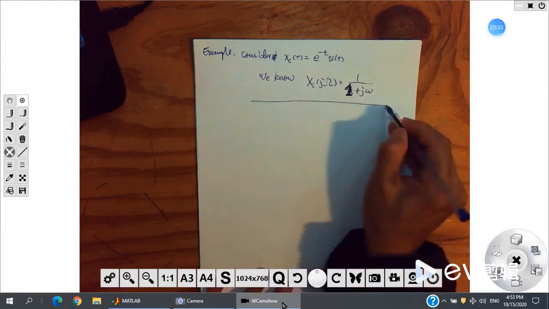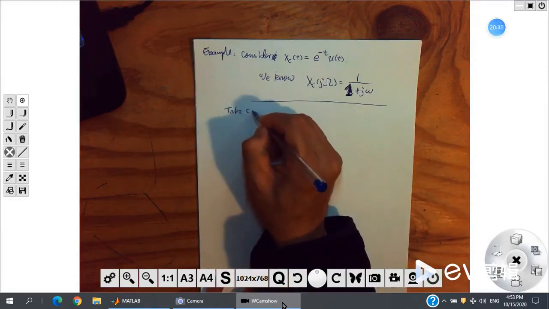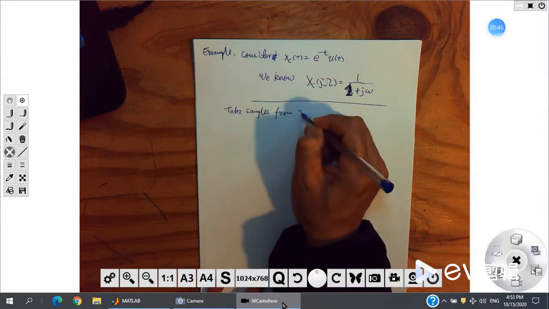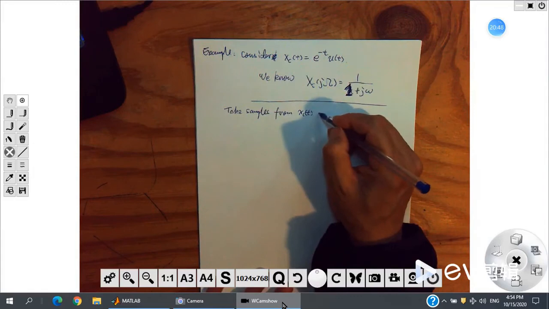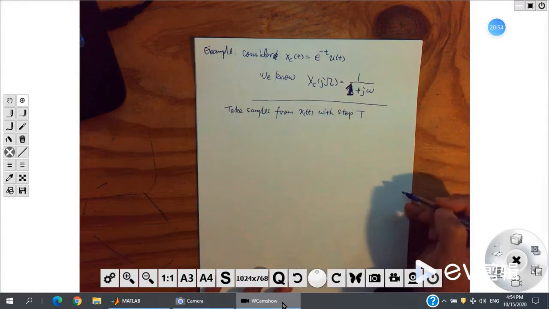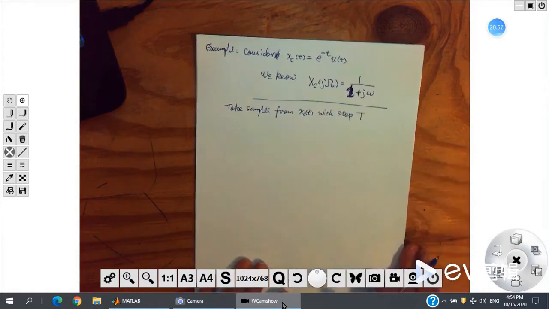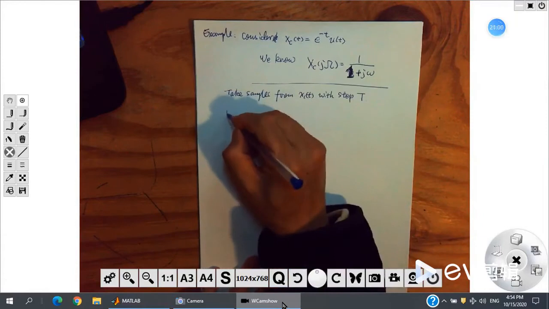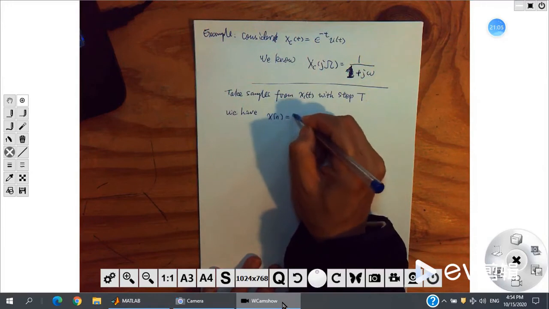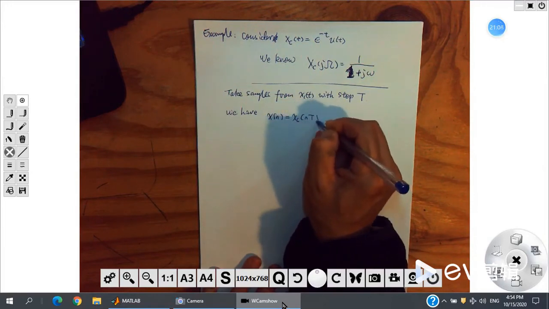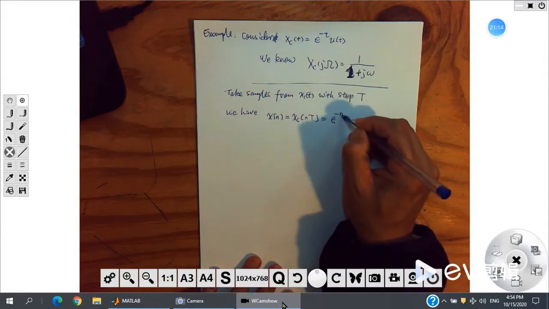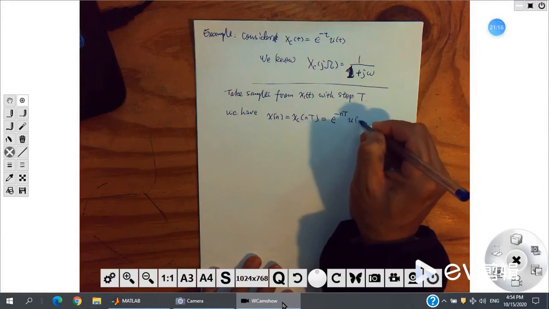Then we take samples from xc of t with step T. You can choose different T. Now I just put T. We have x of n, which is xc of n times T. Then I plug in, this is e to the negative, now time is n capital T, times u of n capital T.